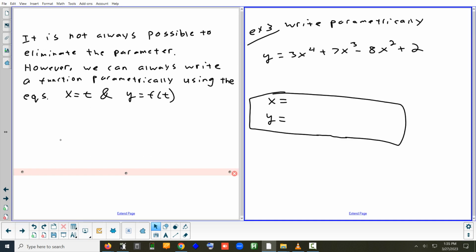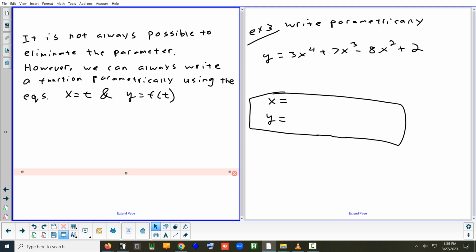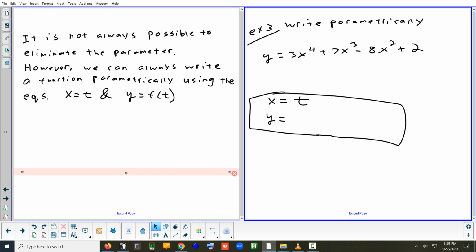So let me try to put these up at the same time. All right, I want to write that equation parametrically. So what does it say to do for the x equation? X equals t. Just write x equals t. And what would the y equation be? Yeah. Y equals 3t to the 4th plus 7t to the 3rd minus 8t to the 2nd plus 2.